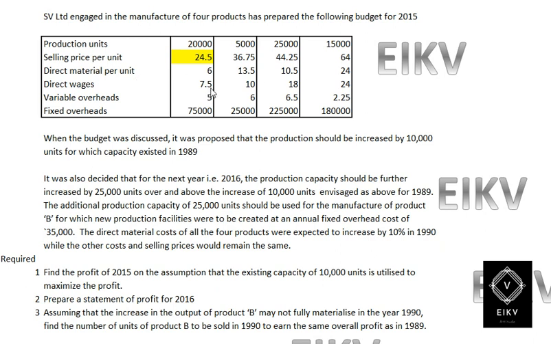Direct wages 7.5, 10, 18, and 24. Variable overhead 5, 6, 8.5, 2.25. Fixed overhead 75,000, 25,000, 2,25,000, and 1,80,000.